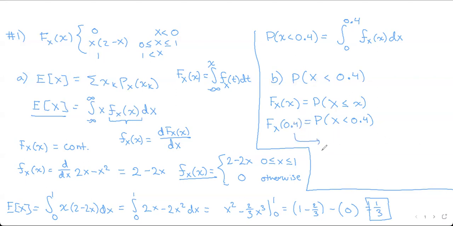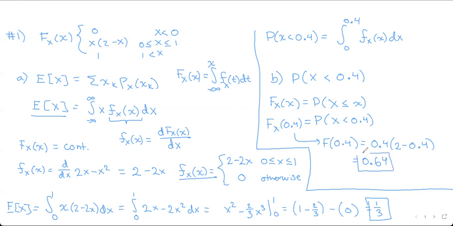So what does that mean? We plug in 0.4 into the CDF. So this is going to equal 0.4 times 2 minus 0.4. Okay, and this is from the CDF we had up here. Okay, and so if you plug in those values and multiply them together, you should get 0.64.